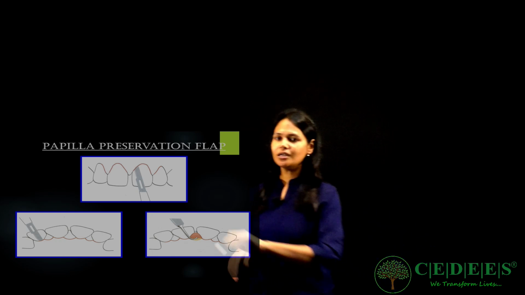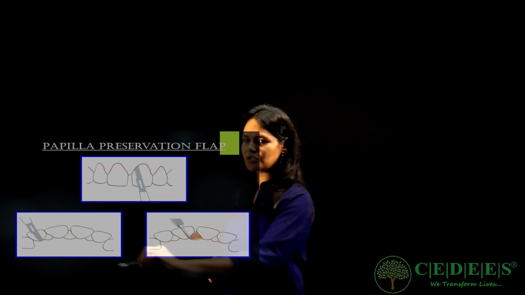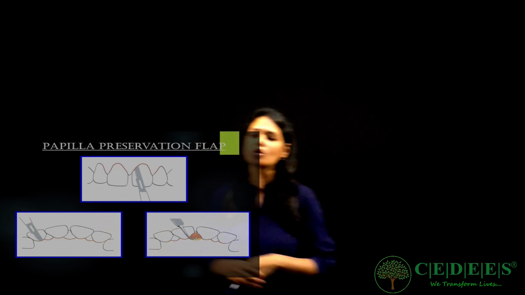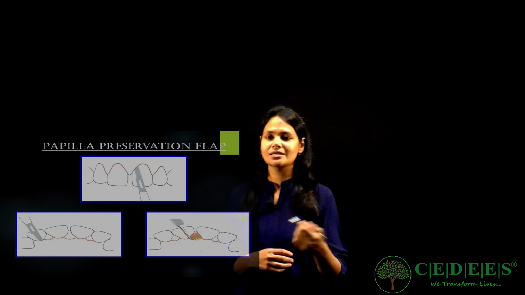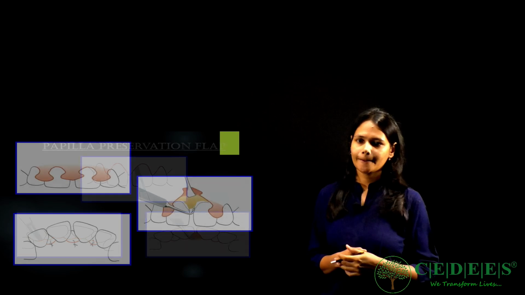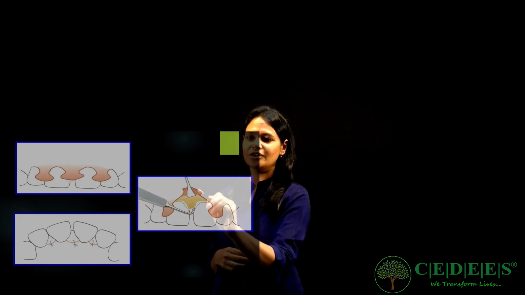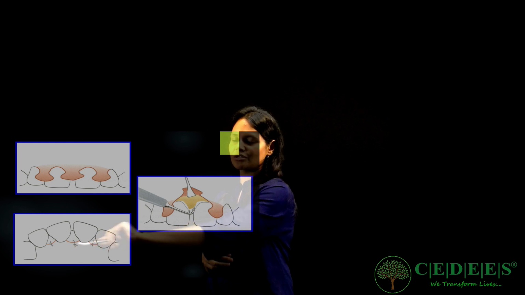Now let's see the technique. You take your number 15, 15C or 11, anything works fine. Give your semicircular incisions wherever you want to include the papilla, and slowly you raise it onto the next side. So this looks something like this, and then you debride it, close it. So you can see here, instead of the suture coming here, the suture comes here where you have given the semicircular incision.